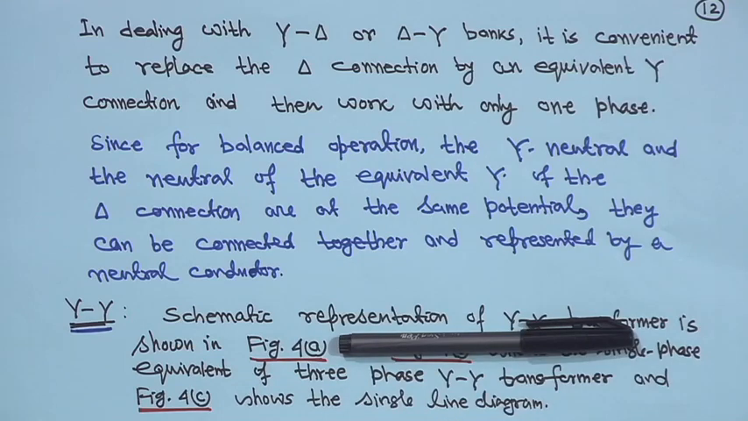So, when we are converting, because it is a balanced system, when you are converting delta to an equivalent star, the neutral point of the star connection converted from delta and the neutral point of the star are at equipotential. So, they can be connected together and represented by a neutral conductor, such that they can be represented by a single line diagram. Later we will see that, right.